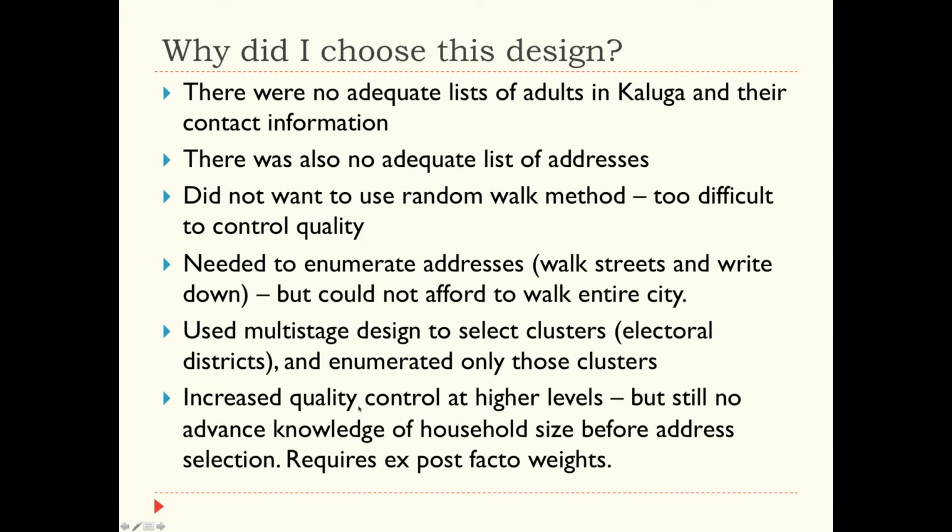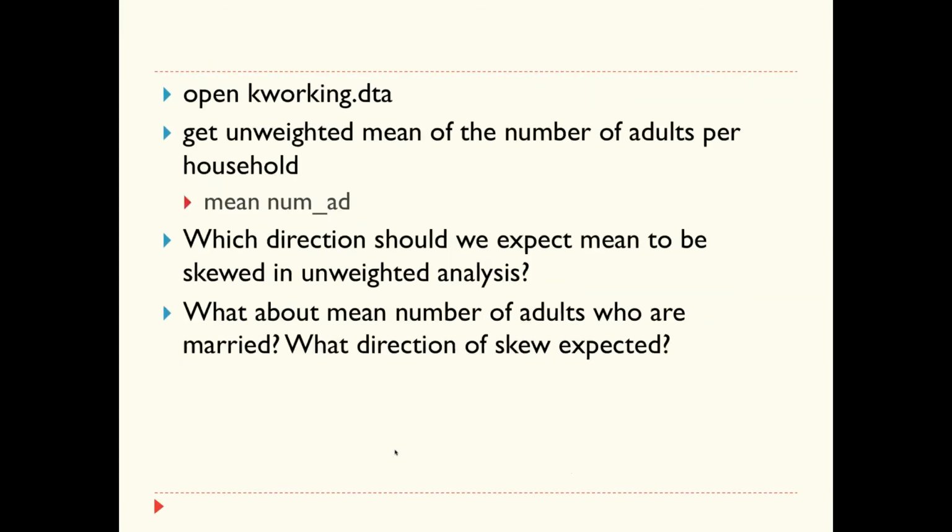That helped with quality control, but it still didn't help with the fact that we didn't know the household size before we selected the addresses. There was nothing we could do about that. So by design, I was going to have unequal sampling probabilities. So let me show you the effects of this.